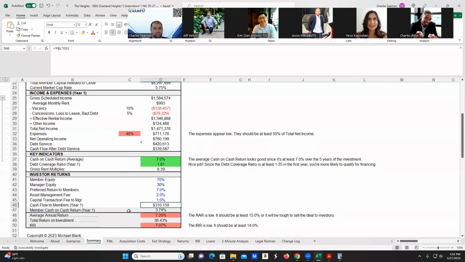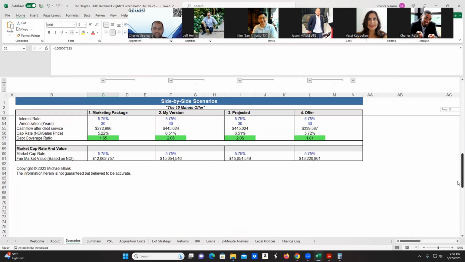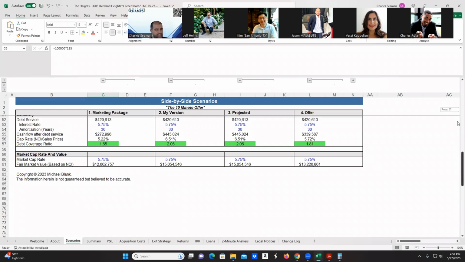Okay, so this is at 100,000 a door. We previously started at 125. Does it look a lot better? Yeah. Does it get anybody excited yet? No, not really. I would agree with that.